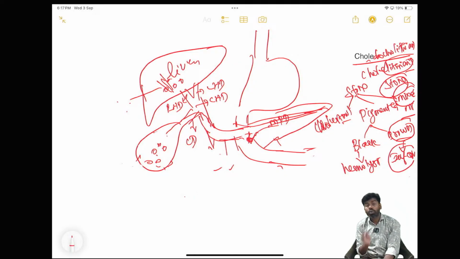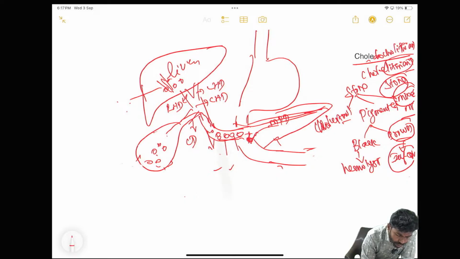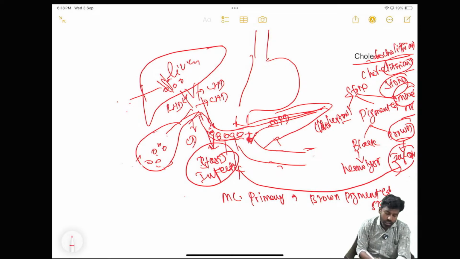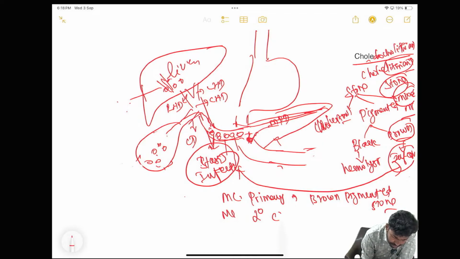Now you tell me the most common primary stone in the CBD. Primary stones means they form here. When do stones form here? When there is stasis or infection. Which stone forms in stasis and infection? Brown stones. So the most common primary stone in the CBD is the brown pigmented stone. The most common secondary stone in the CBD is mixed. They can ask questions like this.